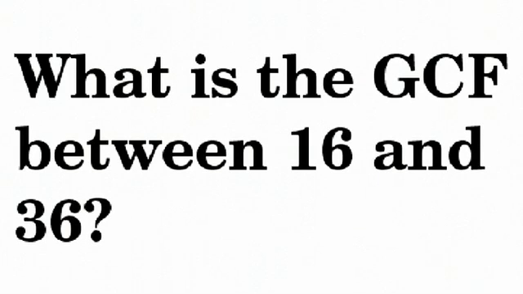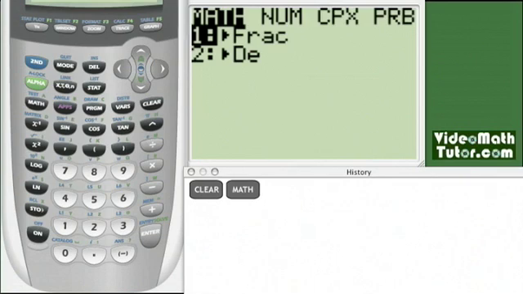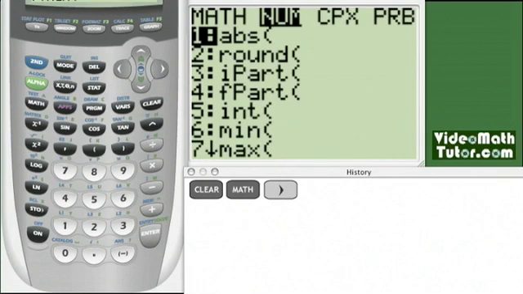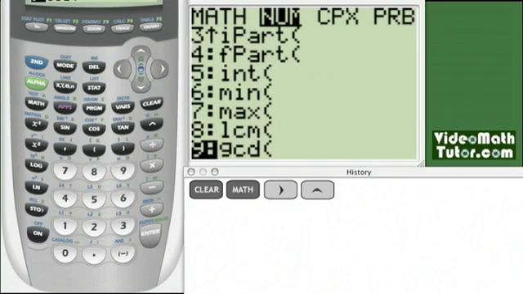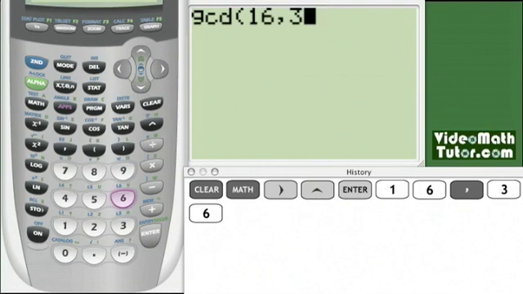What is the GCF between 16 and 36? Our first step is to clear our display, then the math key and the right arrow. Now we press up and then enter. You could have also pressed 9, by the way. Let's input 16, comma, 36, close parentheses, and enter. And there's our answer, 4.